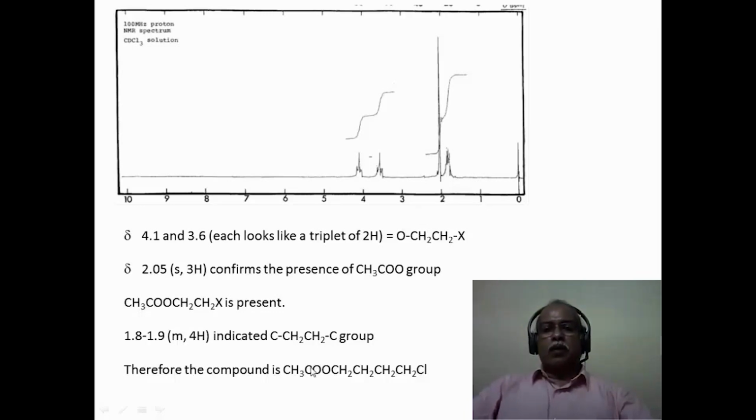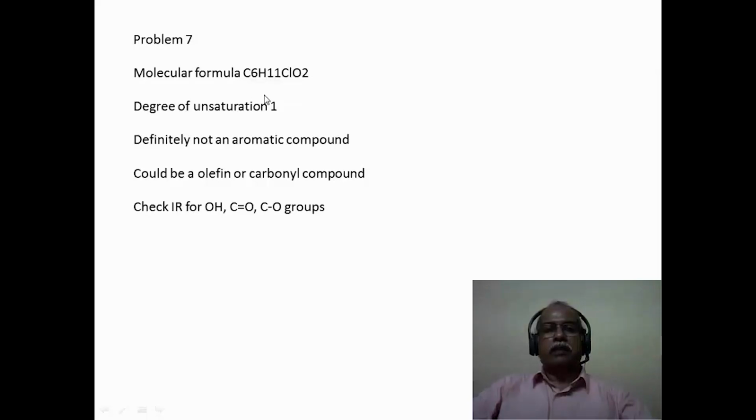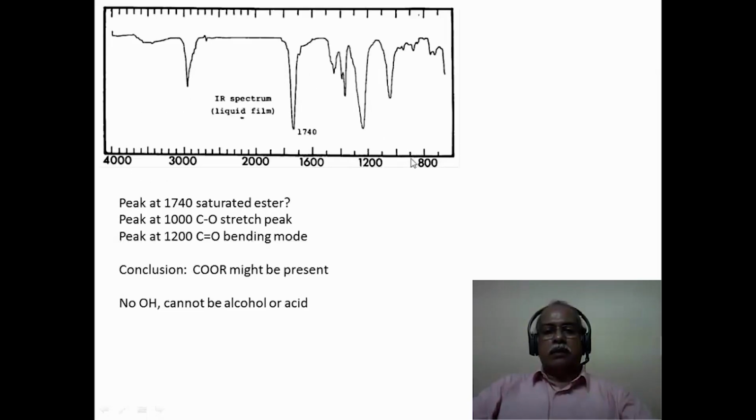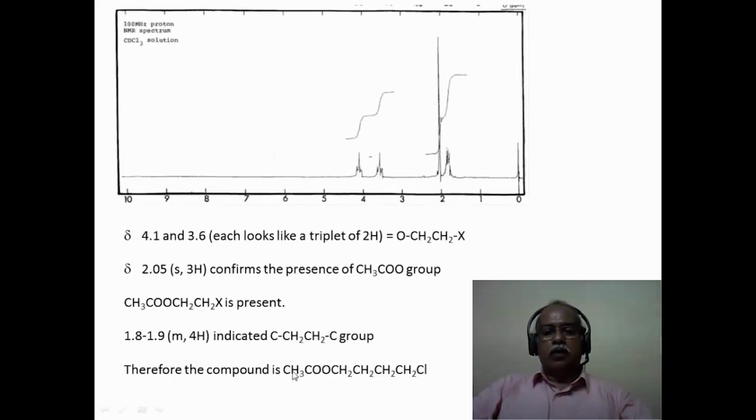compound, and the acetate group of course is very visible in the proton NMR spectrum. So this corresponds to the molecular formula which is given here as C6H11ClO2. This is C6: 1, 2, 3, 4, 5, 6. There are 6 carbons, C6, and H11O2Cl. It fits the molecular formula, this particular structure.